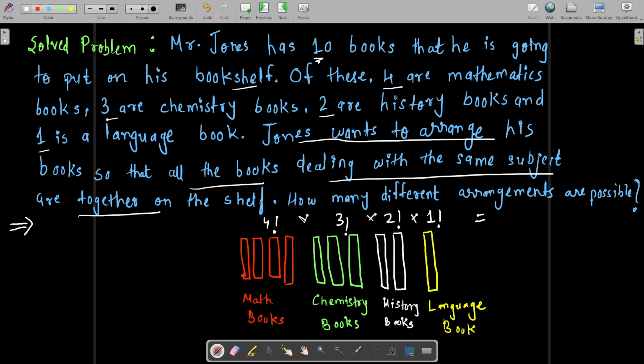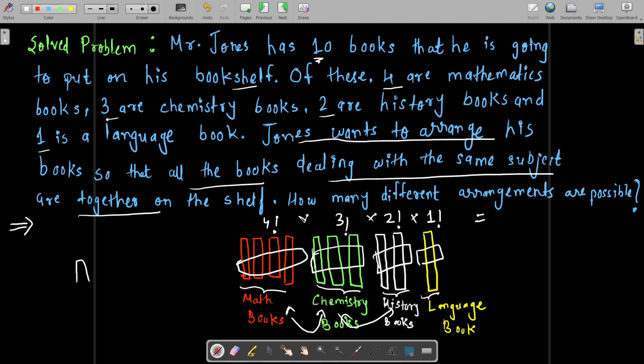But now it is said that we need math books together, chemistry books together, history books together, and the language book together. So what can we do? As I said, order doesn't matter, right? So any of the combinations is possible, right? So now consider all four books of math as one single book. Similarly, let's consider the three chemistry books as one single book, one single unit, and similarly for the language book. So now we just have four books. One, two, three, four. Let's say we have one big giant book that we combine of all the particular subjects, and we have four books now.